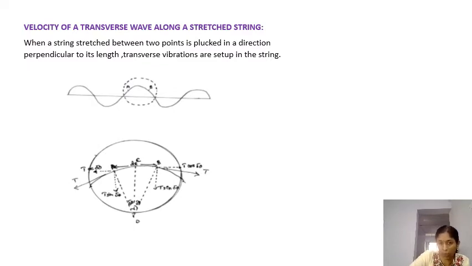This horizontal component is taken as T cos del theta, and the vertical component is taken as T sin del theta. Here also it is taken as T cos del theta, and the vertical component on this left side is taken as T sin del theta. These horizontal components are equal and opposite to each other, so they cancel, and we are considering only the vertical component.